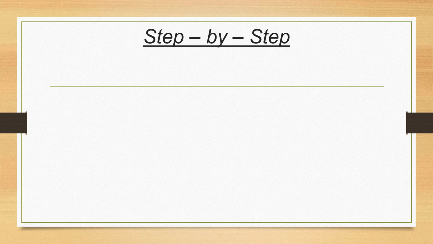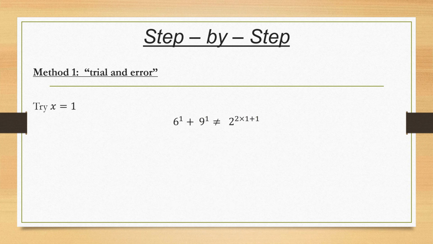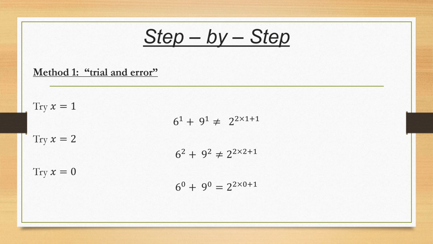First, let's take a look at the trial and error. Method 1 is imagine x is 1. If x is 1, 6 plus 9 should be equal to 2 to the power of 2 plus 1, but it's not, which means x can't be equal to 1. Now x equals 2, same thing, it doesn't work. But when x is equal to 0, 6 to the power of 0 is 1, 9 to the power of 0 is also 1, and 2 to the power of 2 times 0 plus 1 is 2, which means 1 plus 1 equals 2, which is right. So x is equal to 0.